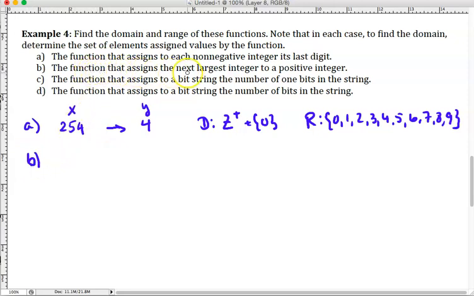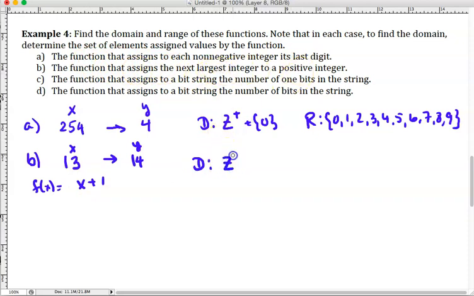The function that assigns the next largest integer to a positive integer. So let's say I have an integer like 13. This is my input, and my output is the next largest integer, which is 14. So this is like the function x plus 1, right? If you plug in x, then you get the next integer x plus 1. So my domain here, it says next positive integer.